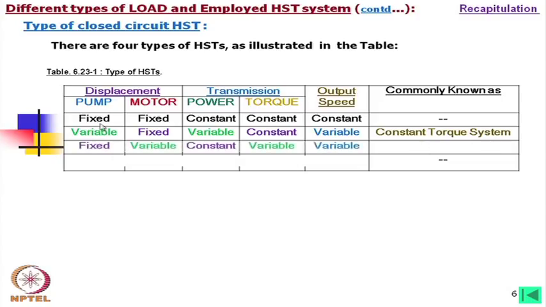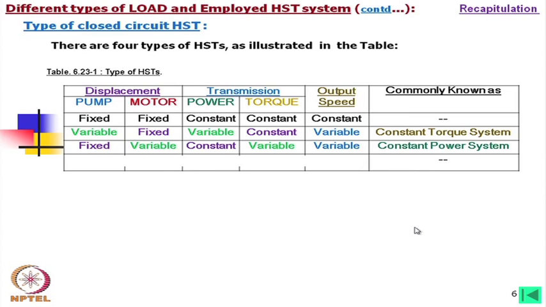Next, what do we get? Fixed pump, variable motor, and in that case power remains constant. With that constant power, torque can be varied. This is also variable, and we should call it a constant power system. You will find that the first one is a simple system.